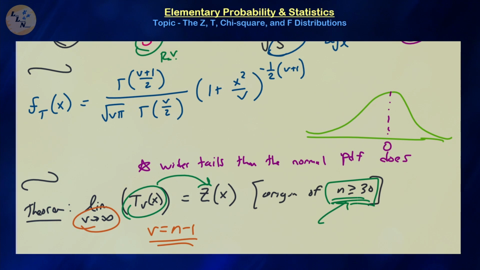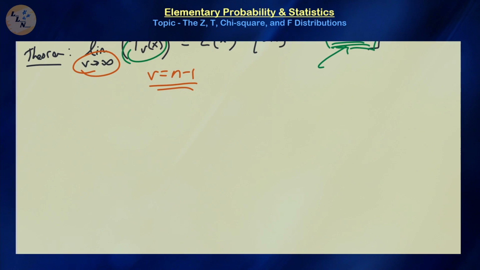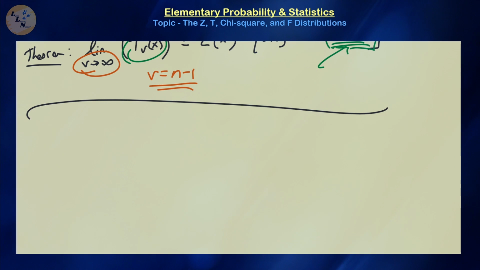But typically speaking, even if n is 50 million, this will still follow a t distribution if you do not know sigma, right? So I just want to make that point very, very clear.